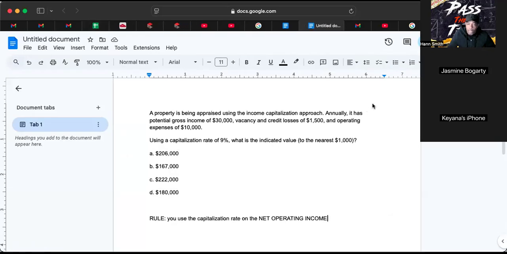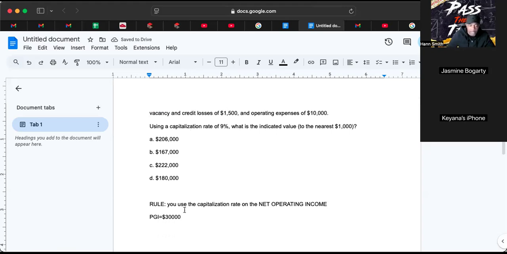And so going back to the question, it says a property is being appraised using the income capitalization approach. Annually it has gross potential income of 30,000. So what we're going to do is go down here. Remember our rule: we use the capitalization rate on only the net operating income. So let's break out our problem. Gross potential income, or PGI, we'll use that, equals 30,000.